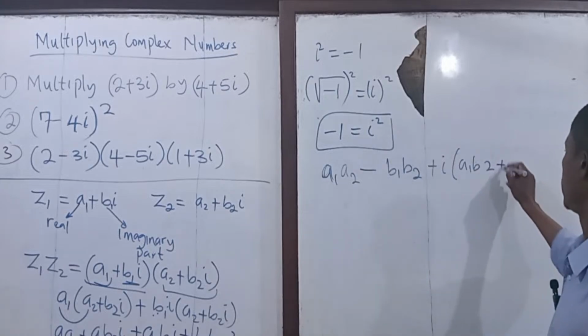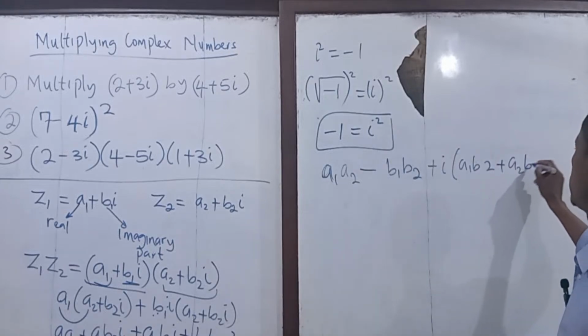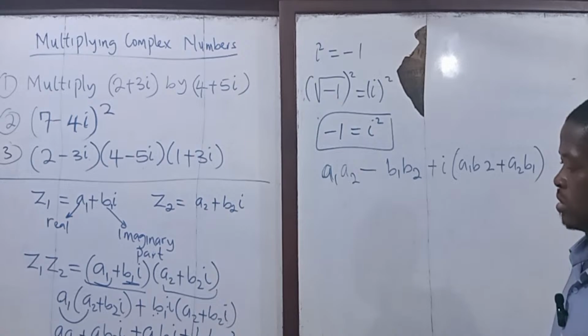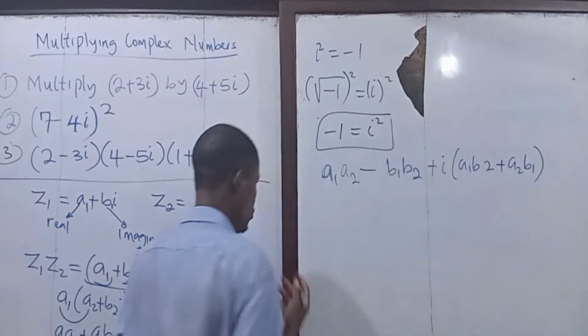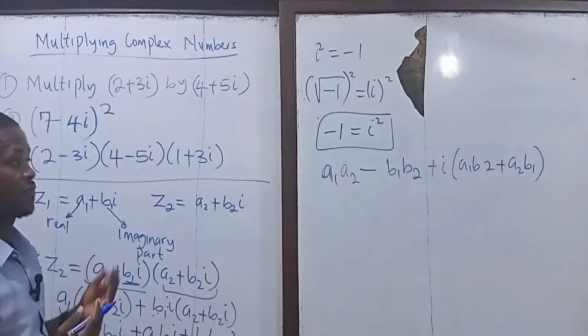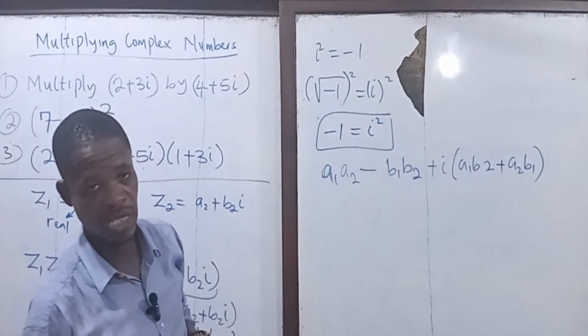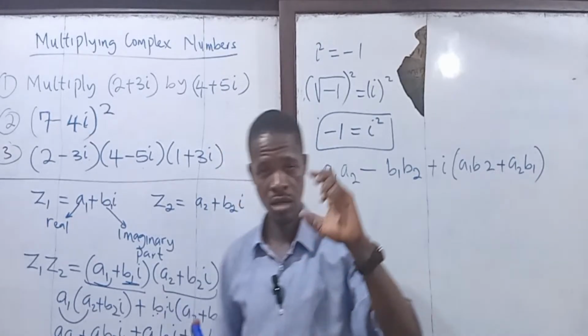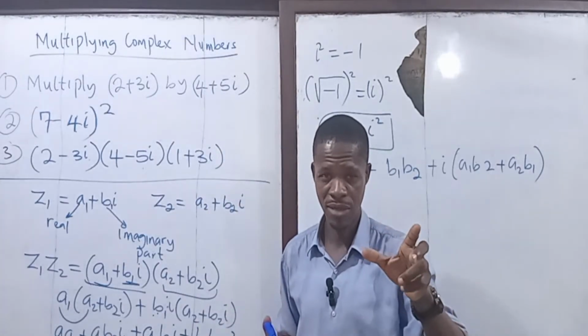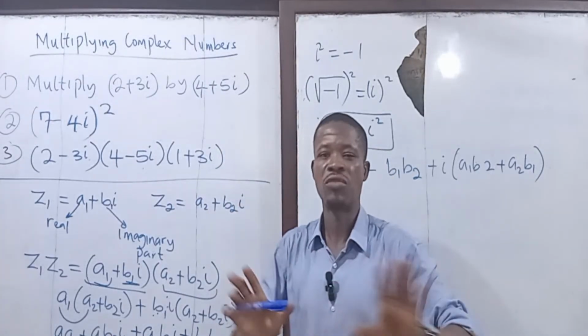Plus A2, B1. Okay, and that's the rudiments. That's the rudiment for the multiplication of two complex numbers. That is how to do your multiplication of two complex numbers. If this is not clear, just relax.